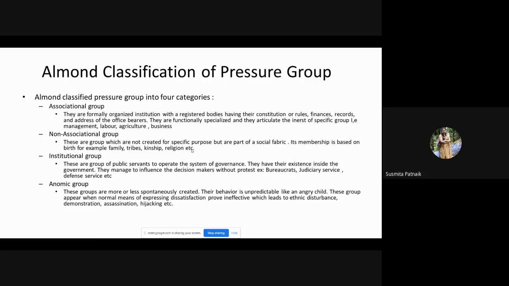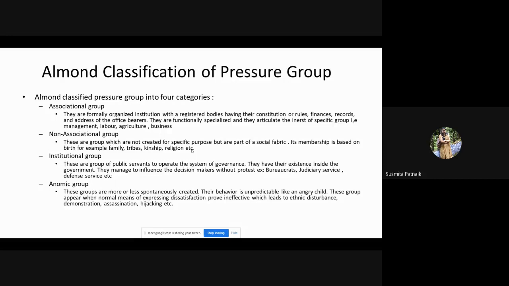They are having certain types of associations. Each association has certain problems and grievances, and they want to satisfy their problems and hurdles by putting pressure upon the government.